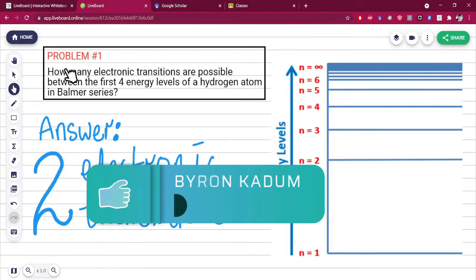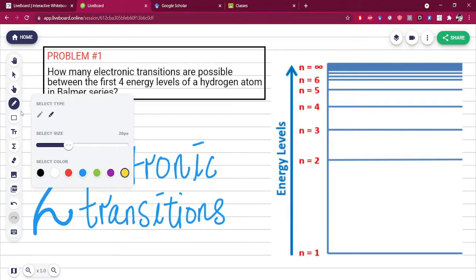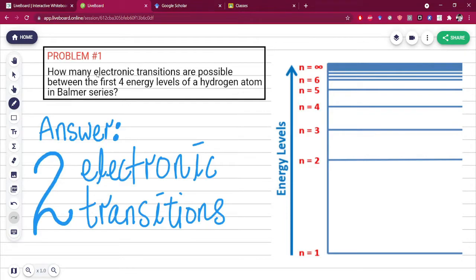Problem number 1: how many electronic transitions are possible? That means how many electron transitions from higher n to lower n between the first 4 energy levels. So we have 1, 2, 3, 4. Those are the first 4 of the hydrogen atom, and the one we want to look at is in the Balmer series. So the key points here are electronic transitions, the first 4 energy levels, and the Balmer series.